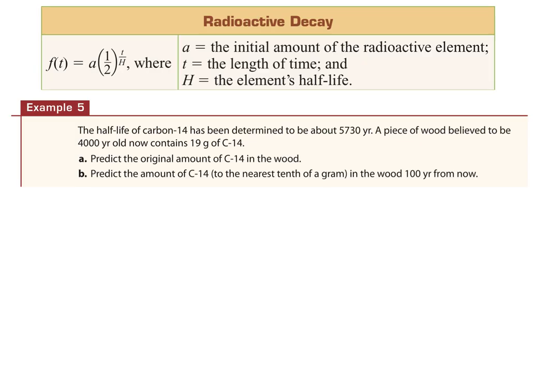Radioactive decay. So with radioactive decay, you have what's called a half-life. The half-life is how much something decays in a matter of time. So your base on your half-life functions is 1/2. Basically what you're doing is taking the amount that you start with and cutting it in half, every so many years.